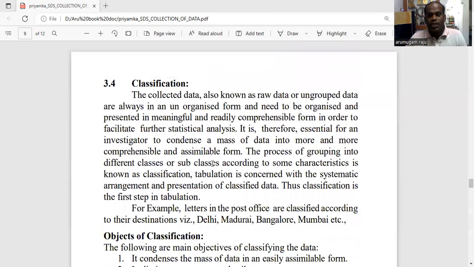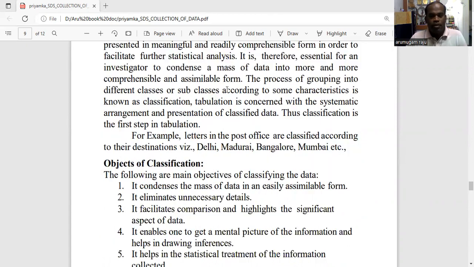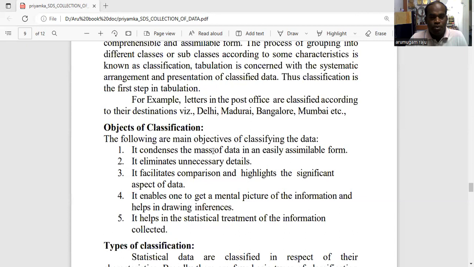So next one is classification. Already we are done with the collection of data. So the next step is how to classify the data. To classify the data, we have some objectives. The following are the main objectives of the classification of data.